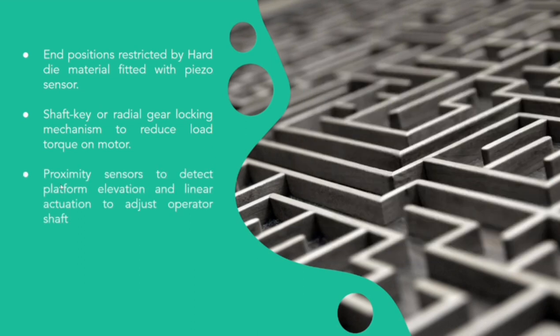Next, we can use proximity sensors to detect the platform elevation. In the first point, I mentioned giving some restrictions on the extreme positions of the staircase. Here, we can use proximity sensors to sense the elevation so that the middle stair can rest on the platform, and the torque can be partly balanced by the normal force from the platform. We can also use linear actuation to adjust the operator shaft. So this is another area of innovation that we can think about. And this linear actuator can be provided an input signal based on the criterion.